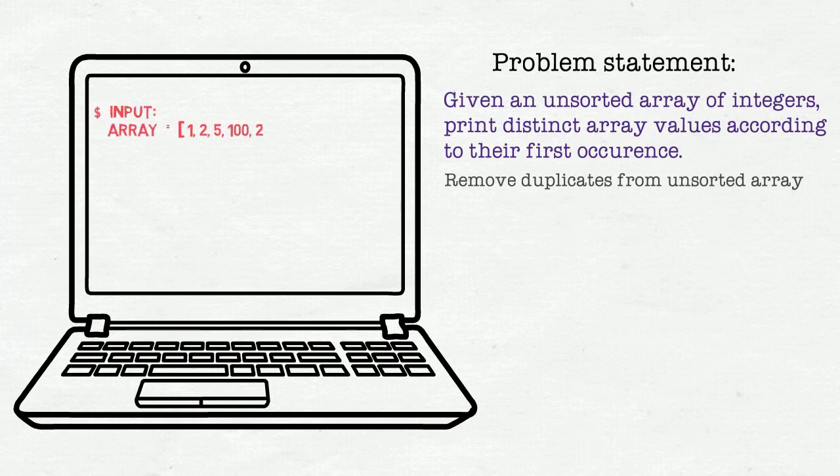Let's try to understand it with the help of an example. If the input array is this, the output array would be this. 2, 5, 1 and 100 are repeated twice in the input array, so they won't be printed in output array.